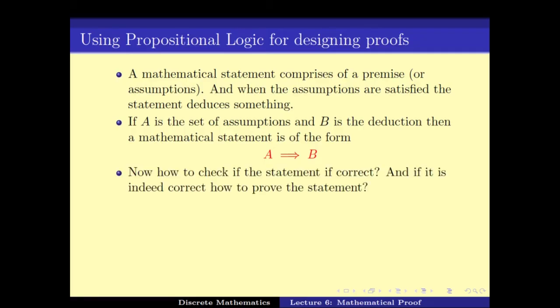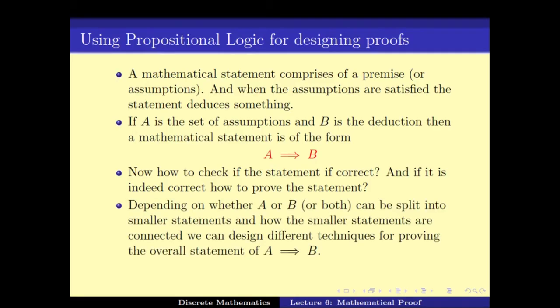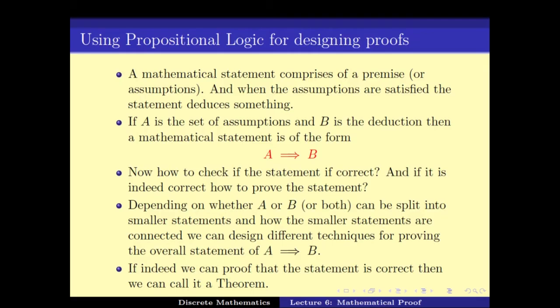Now, how to check if the statement is correct? That is, how to check if the statement A implies B is correct? And if it is indeed correct, how do you prove the statement A implies B? Now, depending on whether A or B can be split up into smaller statements, we would like to break up the problem of A implies B into smaller problems and apply different kinds of techniques to them. And if you can finally end up proving A implies B, it is only then we will say that this statement is a theorem.